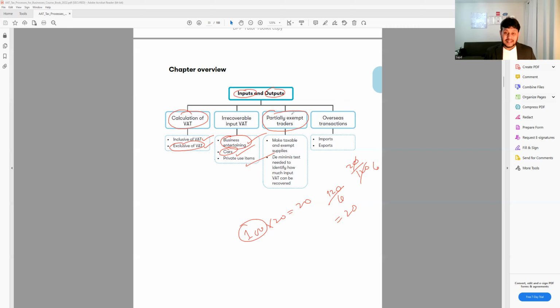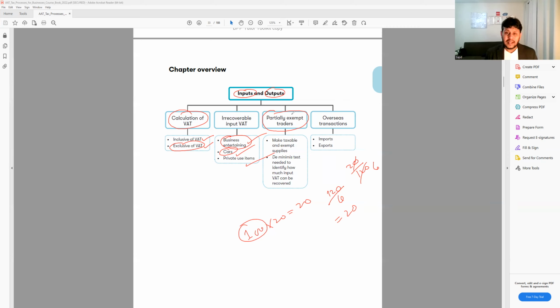Some of our supplies are taxable, some are exempt. So this sort of business, we call partially exempt traders. Now, when we have this sort of business, we look at whether this business can claim all the VAT they spent. Some of the VAT is relevant to the taxable supplies, some of the VAT is relevant to the exempt supplies, but some of the VAT, it cannot allocate.